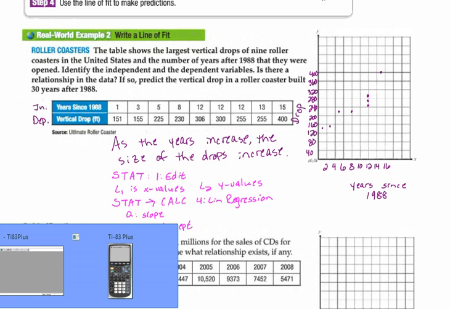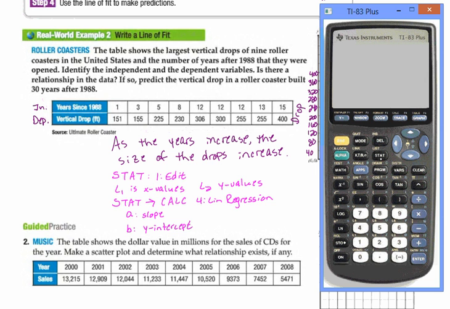So let's go ahead and get that calculator out and try this. If we hit that stat button, notice the stat button is right here. Stat button is right here. I want to edit. And again, don't look at what I have.